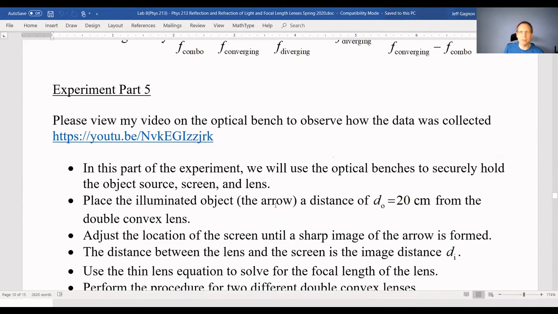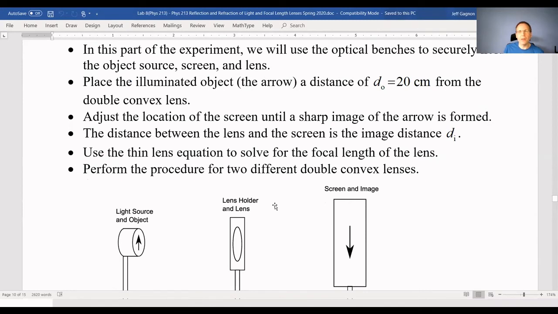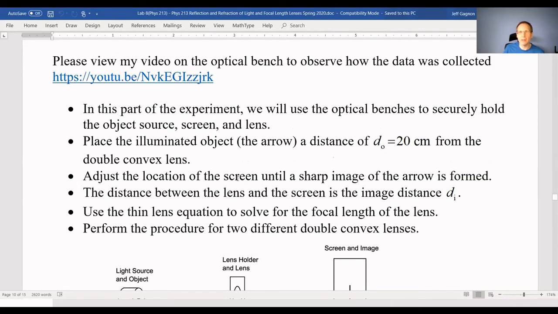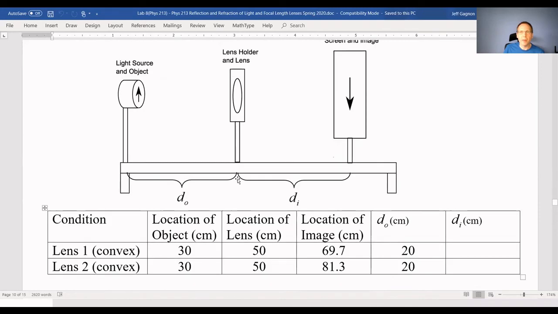You can go to that link. For the first part of the experiment, the object distance is set to be 20 centimeters from the lens. Okay, so basically what I have here in the first table is the location of the lens. I had this bench, and it has a meter stick on it. And I left the lens holder, which has the lens in it, at 50 centimeters. And I put the object at 30 centimeters. So that means this object distance, DO, and I filled it in for you, has to be 20. So that's set to be 20.